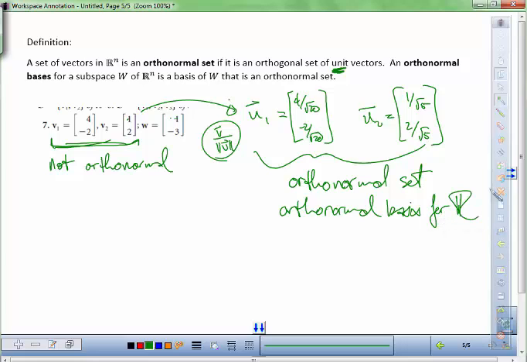for W, a subspace of R2. In this case, there's 2, so it's a two-dimensional subspace of R2, which means it's all of R2. Okay?